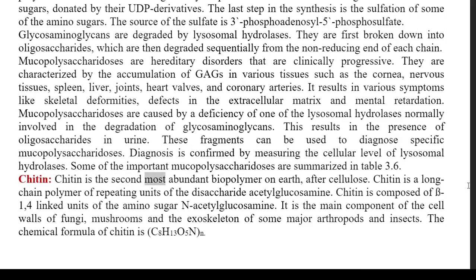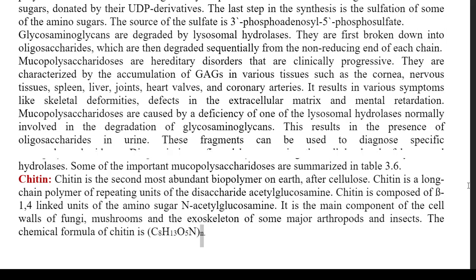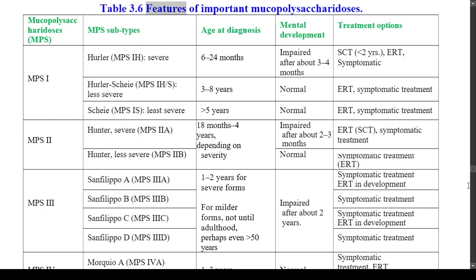Chitin. Chitin is the second most abundant biopolymer on Earth, after cellulose. Chitin is a long-chain polymer of repeating units of the disaccharide acetylglucosamine. Chitin is composed of β-1,4 linked units of the amino sugar N-acetylglucosamine. It is the main component of the cell walls of fungi, mushrooms and the exoskeleton of some major arthropods and insects. The chemical formula of chitin is (C8H13O5N)n. Table 3.6: Features of important mucopolysaccharidoses.